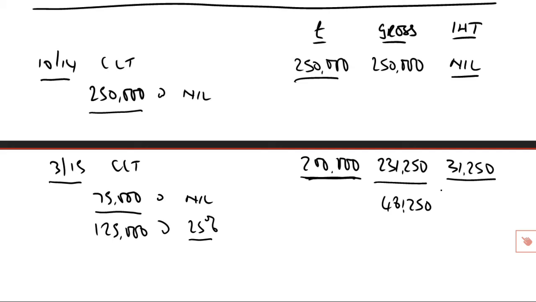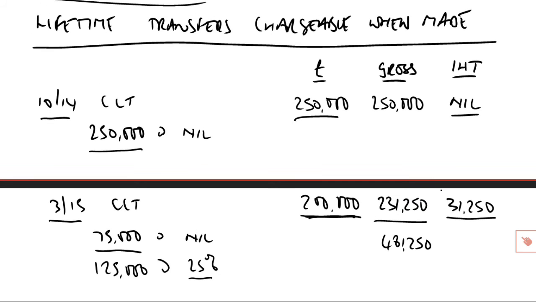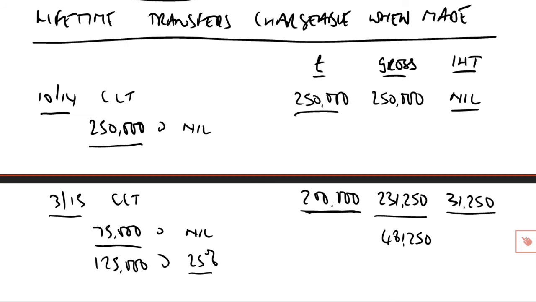481,250. So if there had been any more CLTs before the date of death in, was it January 18, then there would be no nil rate band available, and they'd all be chargeable at 25% if, again, X was paying the tax thereon. So there we go, we've got our lifetime transfers chargeable when made, the tax computed. We'd also, but only if required, be able to say when any tax would be payable. Again there, March 15, there was only tax payable on this one of 31,250.